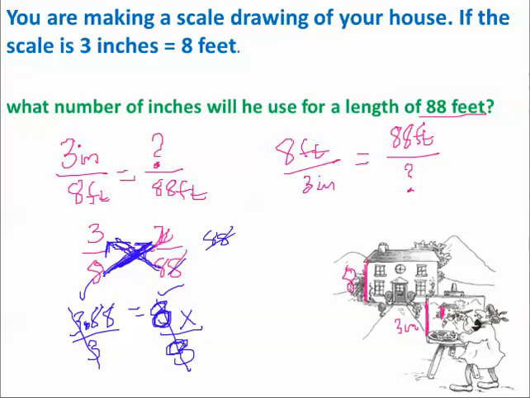Divide both sides by what's in front of the variable. So divide both sides by 8. Then my 3's are not going away because I didn't have a 3 down there. So let's just divide normally. 8 goes into 88 11 times, and 11 times 3 is 33. So doing the shortcut method, x is equal to 33. That means if I have 88 feet in my real house, then I would have 33 inches in my drawing.